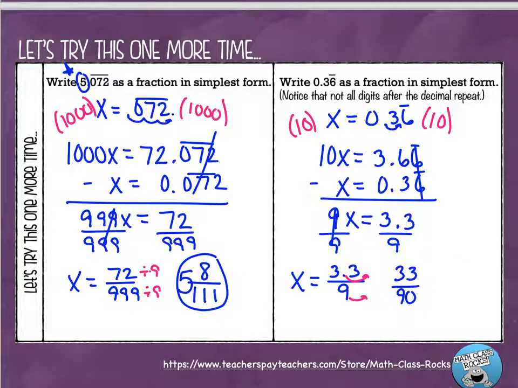Now I can simplify that. These are each divisible by 3. 33 divided by 3 is 11, and 90 divided by 3 is 30. So 0.36 with the 6 repeating as a fraction in simplest form would be 11 over 30.